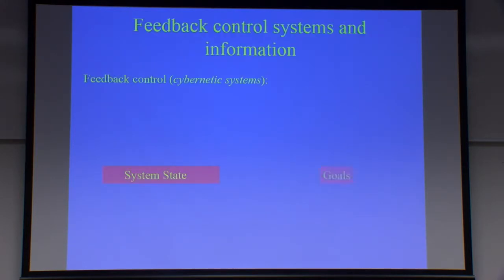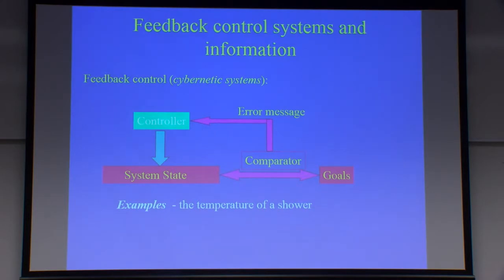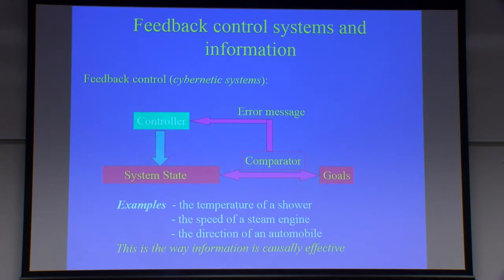Now, feedback control: you've got a system state, you've got your goals, you've got a comparator. An error message goes to a controller which changes the state and makes it what you want. And the classic example is the temperature of a shower, where the system state is the water temperature, the goal is what you want it to be, you are the comparator, the controller is the tap, and you adjust it to get what you want. The speed of a steam engine was the original one, the direction of an automobile, and so on. And it involves information. The system state is measured and sends information around the loop to make it happen.